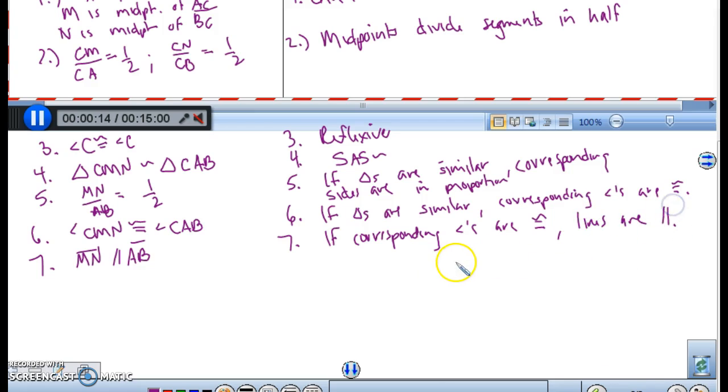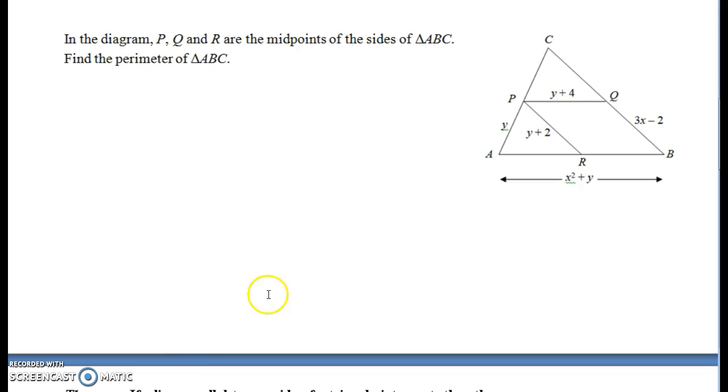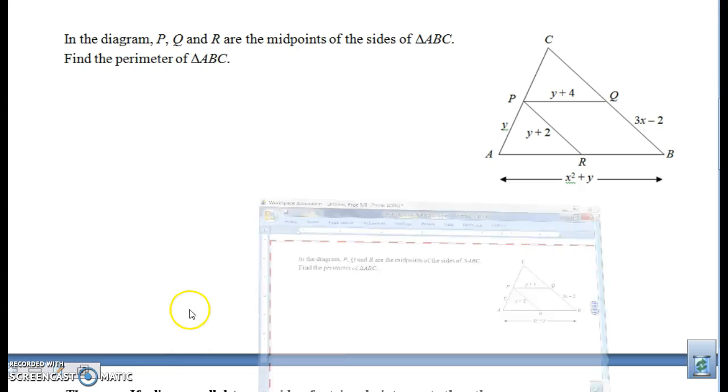So we have just proved that if you have a midsegment, remember midsegment is created by two midpoints, it is parallel to the third side of the triangle, and it's also half the length of the third side. Now let's try a problem that deals with midsegments.